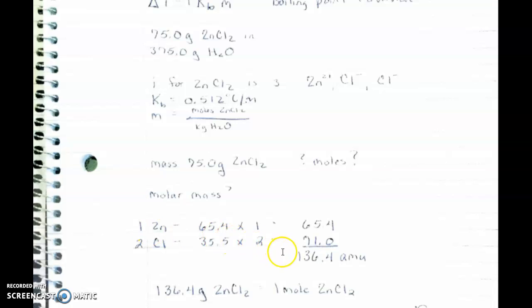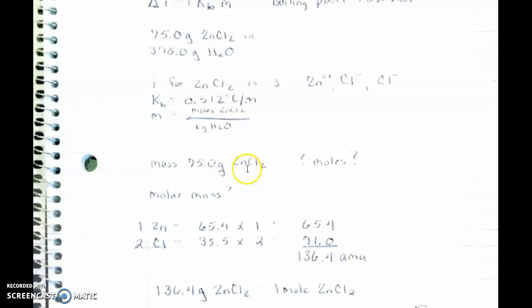Now, if I were to take my little bottle of zinc chloride off of the shelf and weigh out on my balance 136.4 grams of zinc chloride, that 136.4 gram sample would contain exactly 1 mole of zinc chloride. So this becomes our conversion factor. We know that 136.4 grams of zinc chloride is equal to 1 mole of zinc chloride. There should be an equal sign there. I'm not sure what happened there.